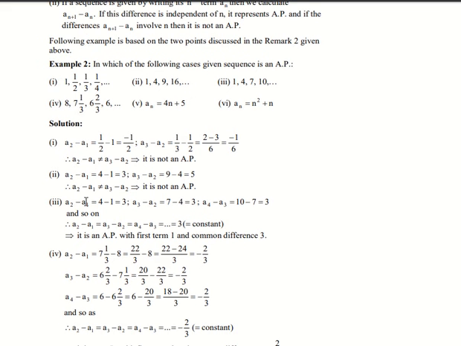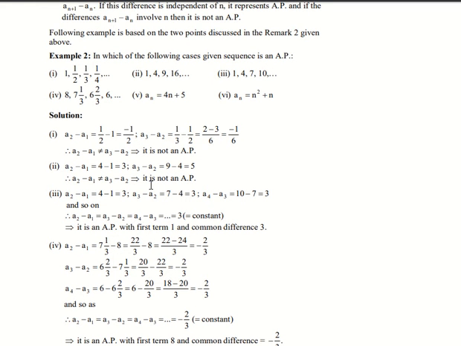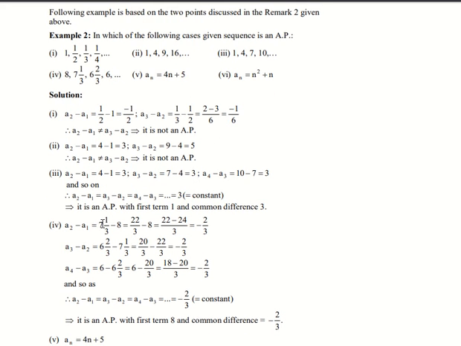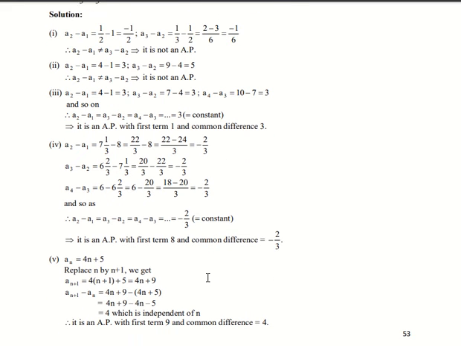Now trying out the other one, a2 minus a1 is 3 and a3 minus a2 is 5. Since they are not equal, this is not an AP. Then the next one has a common difference, that's 3, therefore this sequence is an AP. Alright, the next one, a2 minus a1 is minus 2 by 3, a3 minus a2 is minus 2 by 3, and similarly every difference comes out to be minus 2 by 3, so therefore it is an AP.